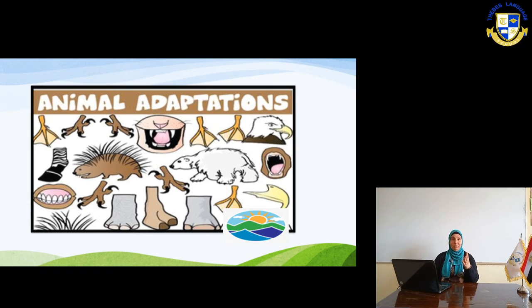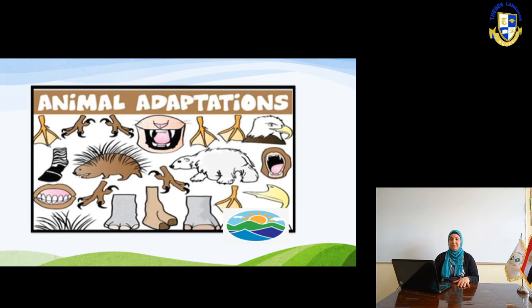For example, the camel. The camel has very broad feet and very soft from down. It's not hard like the horse's one. Why? Because if the camel had a very hard foot, it would go down into the sand. But if it has a broad and smooth one full of fat, it will go over the sand and can walk in the desert. Okay, this is one example of the adaptation of animals' bodies.